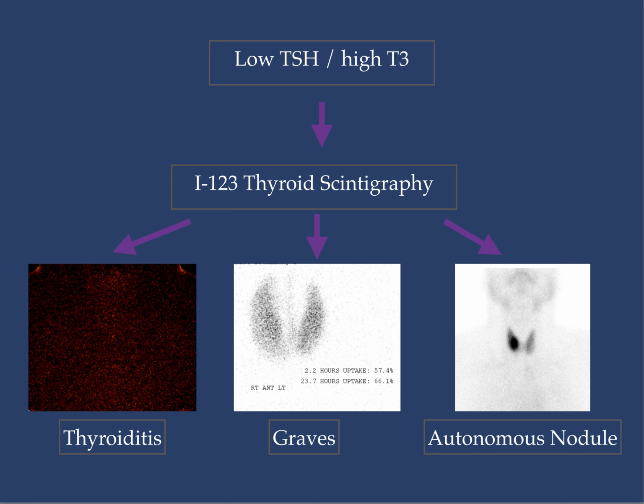Image in the middle is Graves' disease. We see elevated 24-hour radioiodine uptake of 66%. This is extremely characteristic, nothing else can do this. So if we see this, we can confidently diagnose Graves' disease.